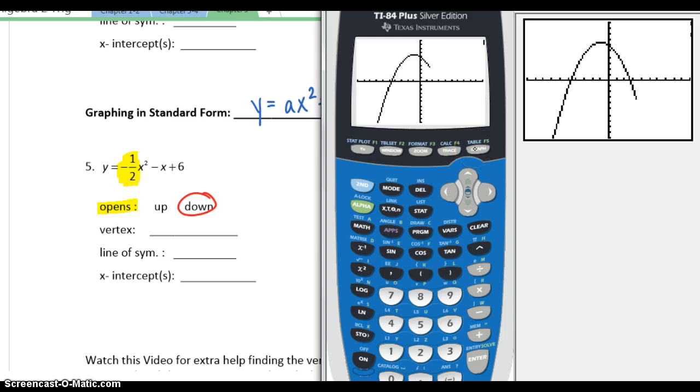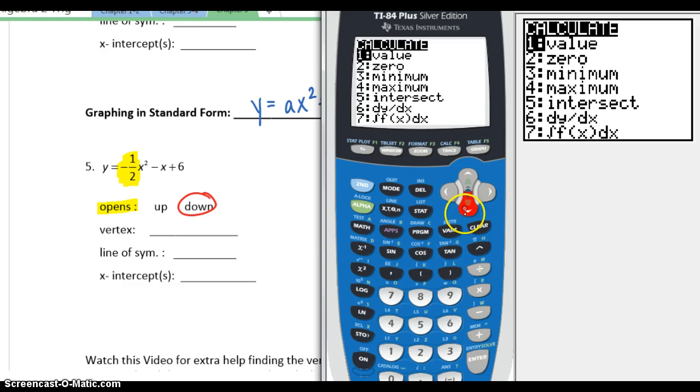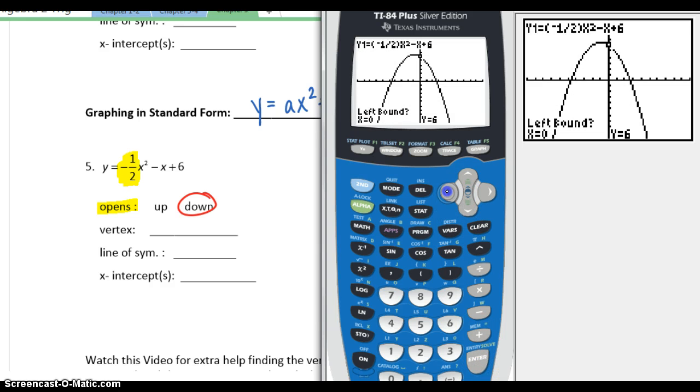Alright, by graphing it, I can see that my vertex is going to be the highest point, so it's our maximum. So I'm going to go into second trace, and this time I'm going to use maximum, number 4. And once again, I need to do my left bound. So there's to the left, and my right bound. There's to the right. On guess, just press enter, and there is our maximum, or our vertex.